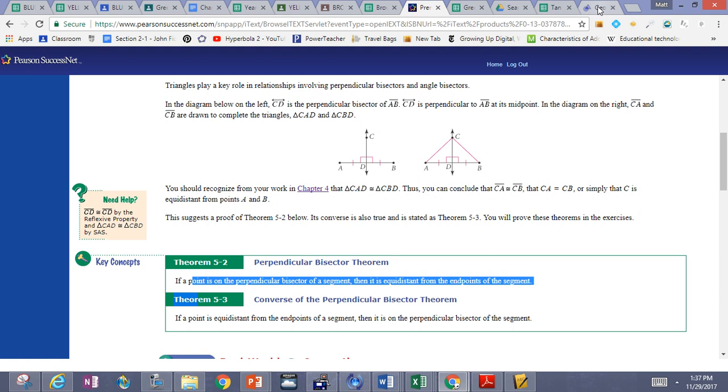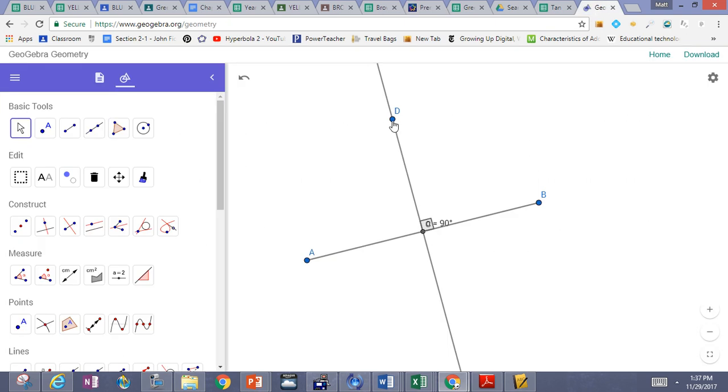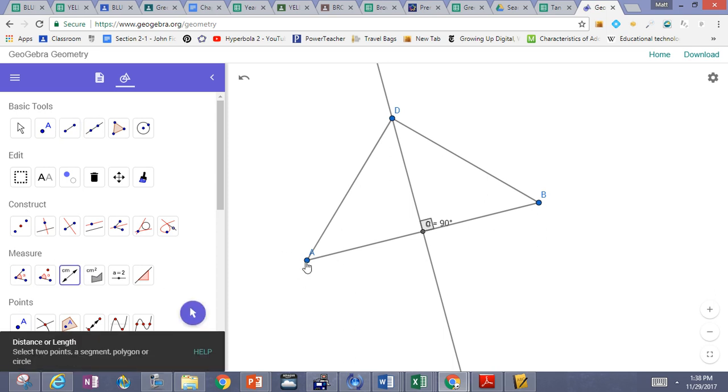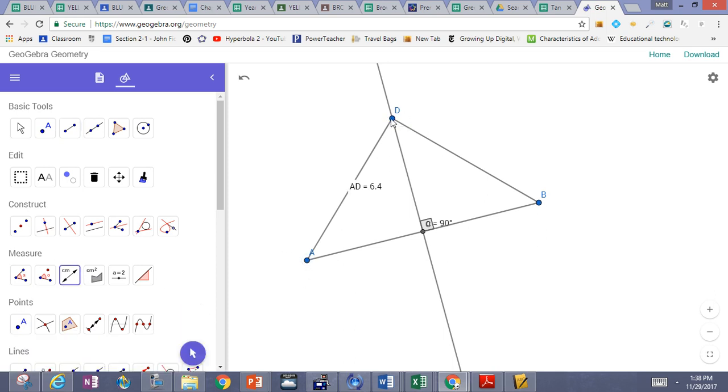Well, let's go back to our sketch. So this point is going to be at the same distance from A as it is from B, regardless of where this point is along this perpendicular bisector. So we're simply going to construct segments from D to A, from D to B, and we're going to measure those lengths. Measure those lengths. And measure 6.4. DB, according to our theorem, should also be 6.4.